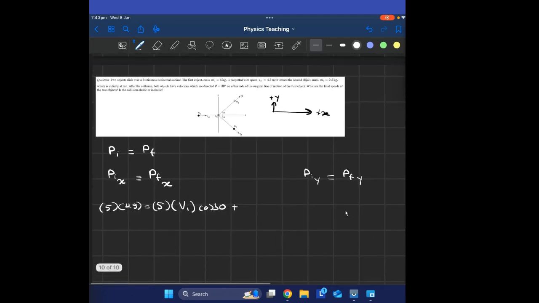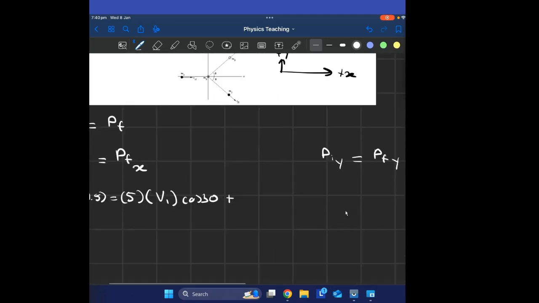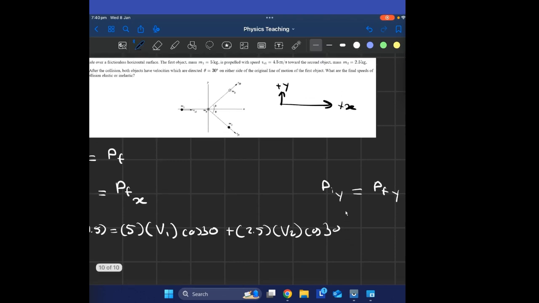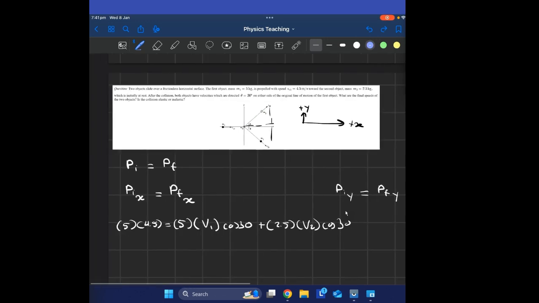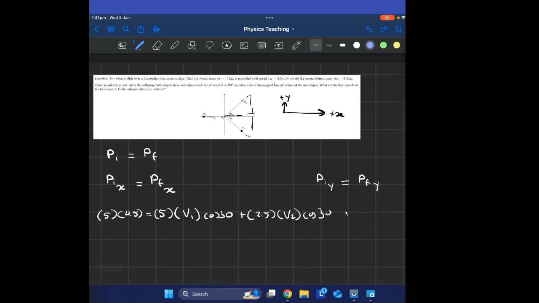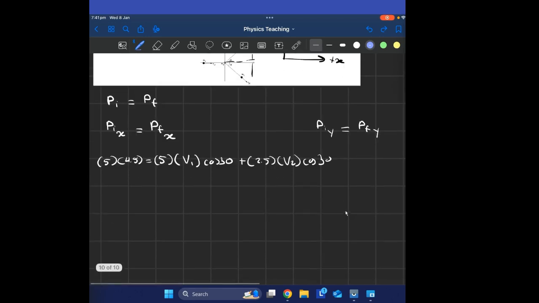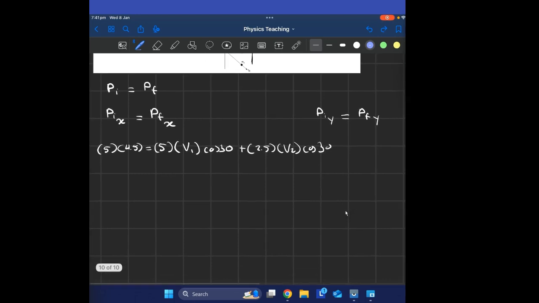And now the other ball is 2.5 kilograms, so 2.5 v2 cos 30 also, because we construct these 90-degree triangles where if we start here and we come down here, we're then multiplying by cos 30, and if we start here and go to this side, that's going by sine 30. So a really important thing to know. Alright, cool. So now this is just one equation, right?